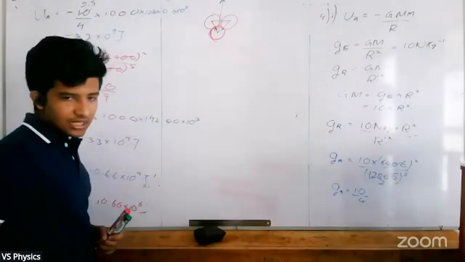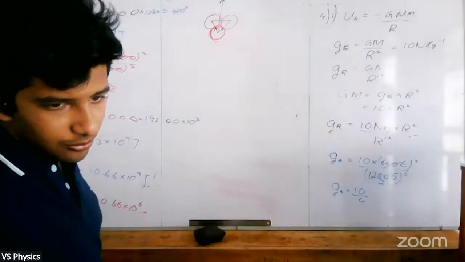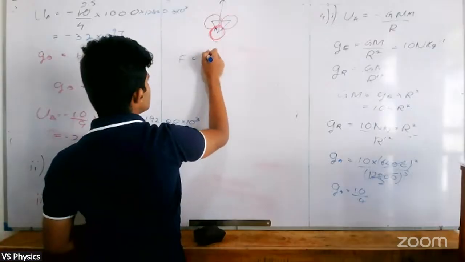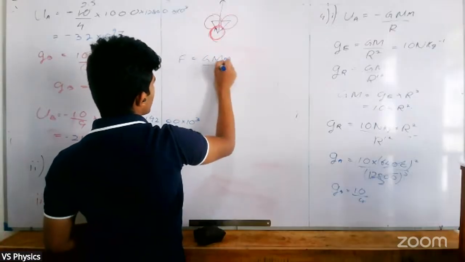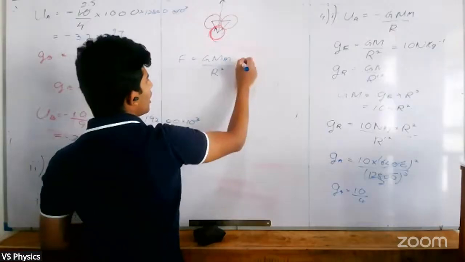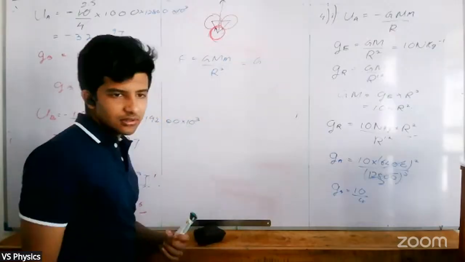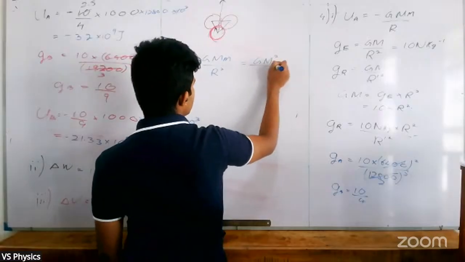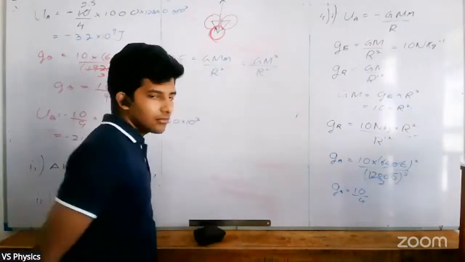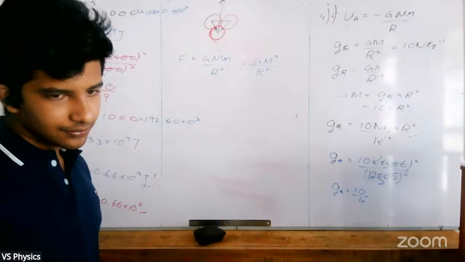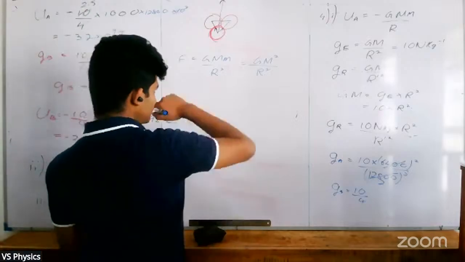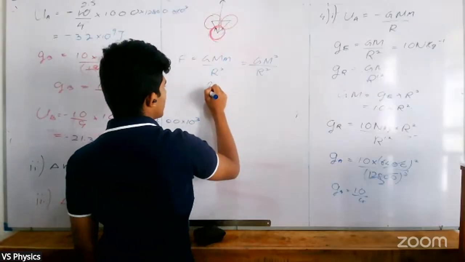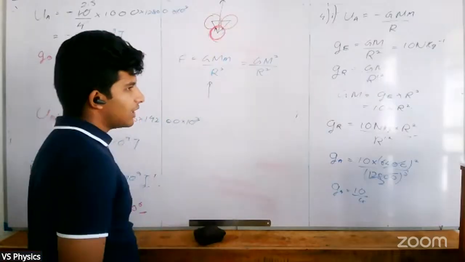First of all, what is the gravitational force between these two objects? We can write F equals GMM over R square. Since all the masses are M, it's going to be GM square divided by R square. So this is one force. We have two forces. Actually, we have to find the upward force.